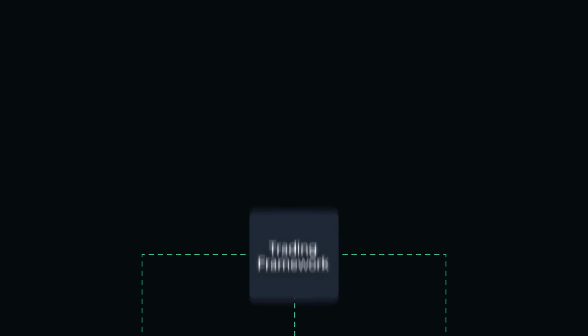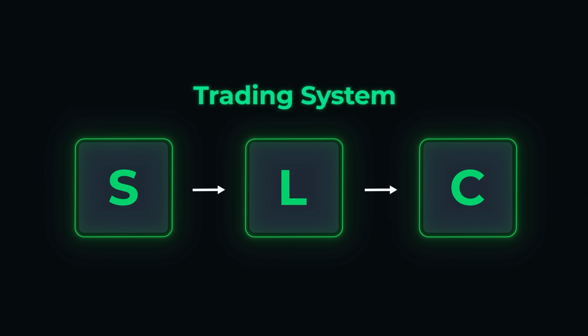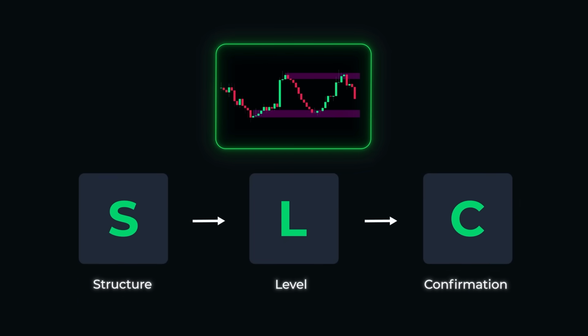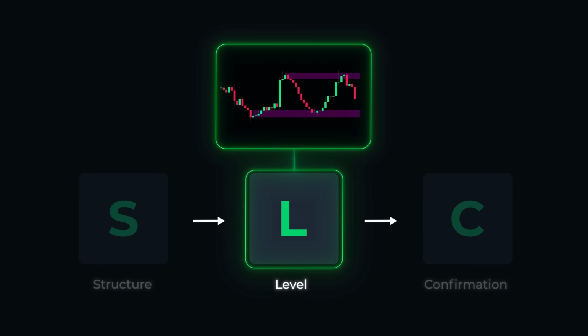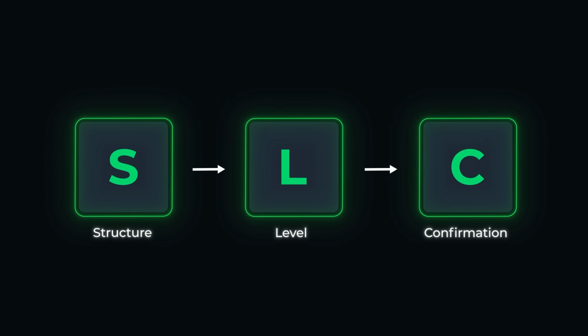The exact trading system I'm using is called the SLC system, which stands for Structure, Level, Confirmation. If you only trade supply and demand levels, you're only using the L part of the trading system. But the good news is, it means you've already got one part sorted out. So all you need to do is apply the S and C part, and you will see significant improvements in your trading results. Now, I'm going to show you how to trade the SLC trading system.